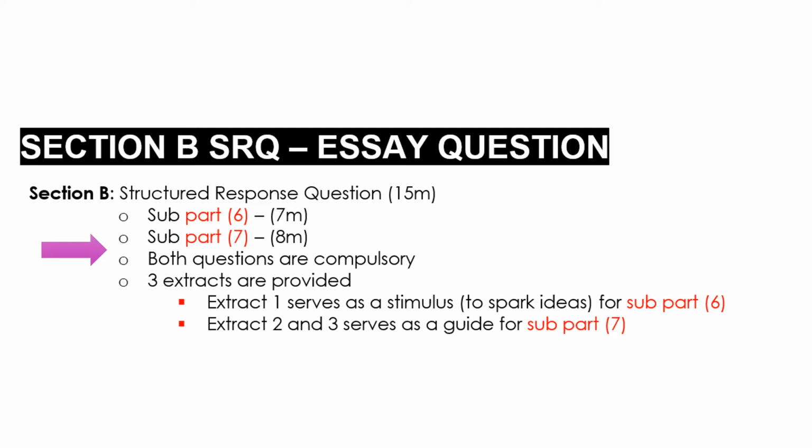There are 3 extracts, or 3 different short paragraphs, that are provided. Extract 1 is a stimulus. Now, a stimulus is just to spark ideas, okay? It's just to get you to remember certain things, whereas Extracts 2 and 3 are a guide. They are to help you in case you forget some of the examples. Of course, you cannot copy everything, but it is really about helping you and getting you to elaborate a little bit more.